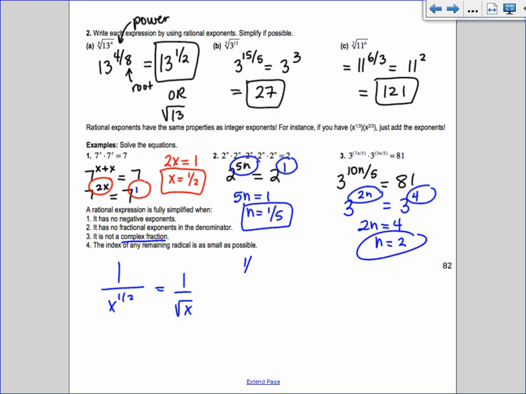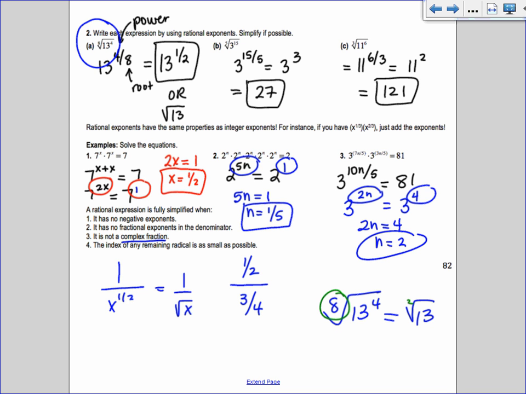It's not a complex fraction. A complex fraction is something that looks like 1/2 divided by 3/4, a fraction within a fraction. And the index of any remaining radical is as small as possible. That goes back to 2a, where we had the 8th root of 13 to the 4th. We reduced that and had 13 to the 4/8, which is 13 to the 1/2, the same as square root of 13. When they talk about the index, it's the little number there. So 8 could have been changed to 2. So the index is as small as possible.